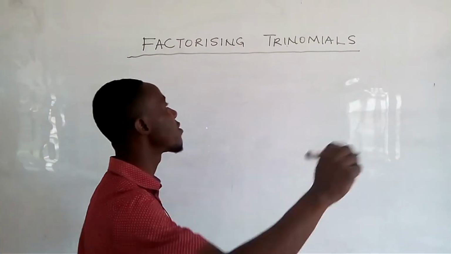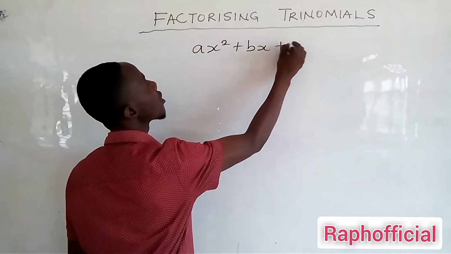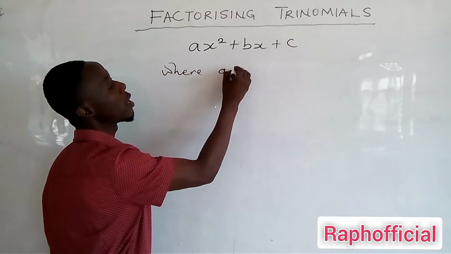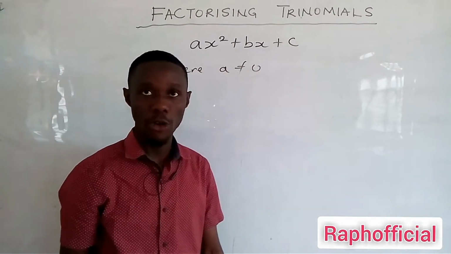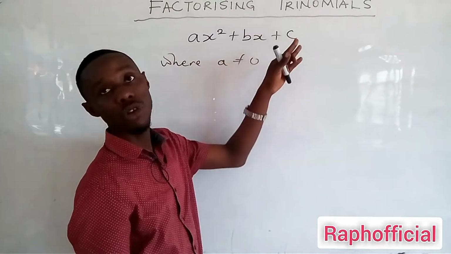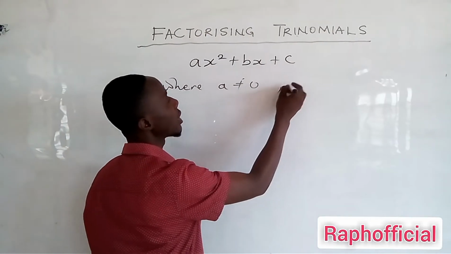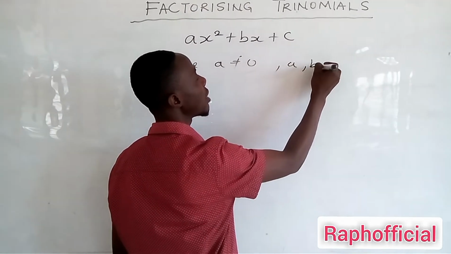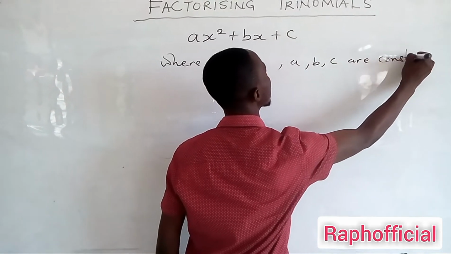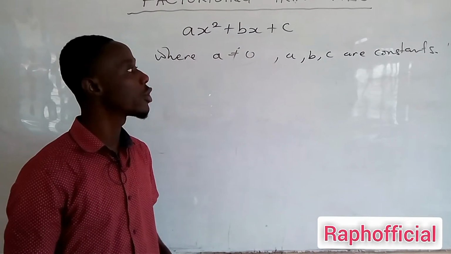Factorizing trinomials, if we see something like this, ax squared plus bx plus c, where a should not be equal to what? 0. If a becomes 0, it is no longer a trinomial, it becomes two terms. Then a, b, and c are also what? Constants. That means they don't change.